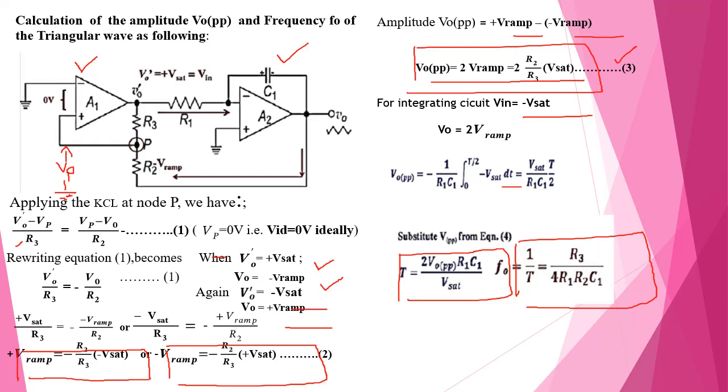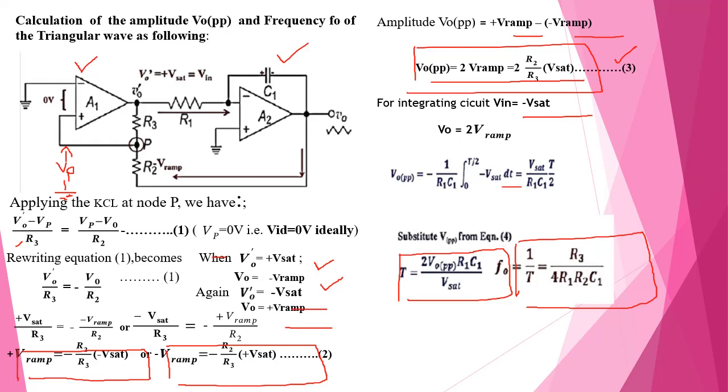Okay. Then you can substitute the V0 from equation number 4. Again, using equation number 4, T is equal to this equation. After T, again you substitute the value of V0, 2 times peak to peak. That V0 equals 2 times this value. Then V0 peak to peak is 2 times R2 into R3 into this side.